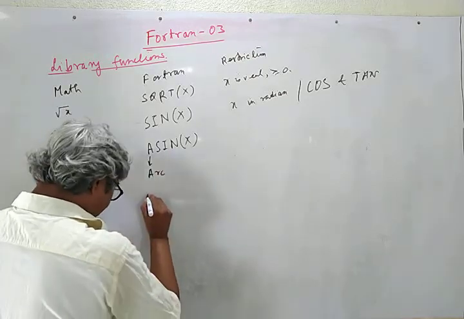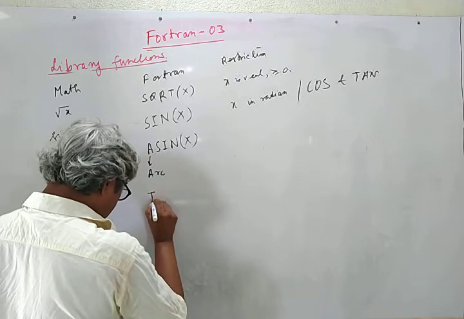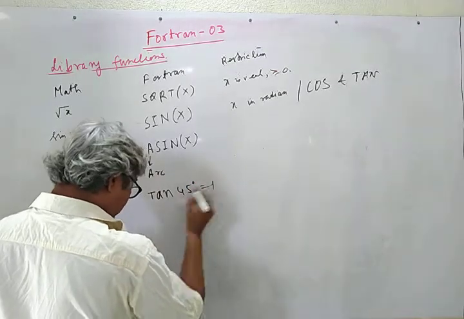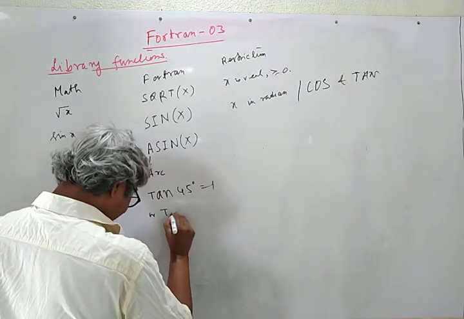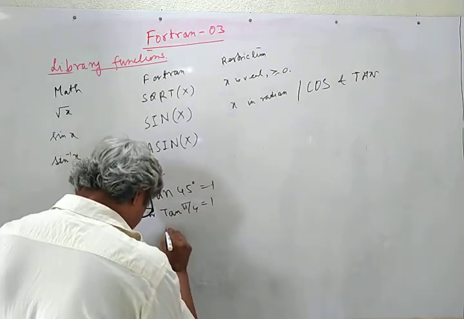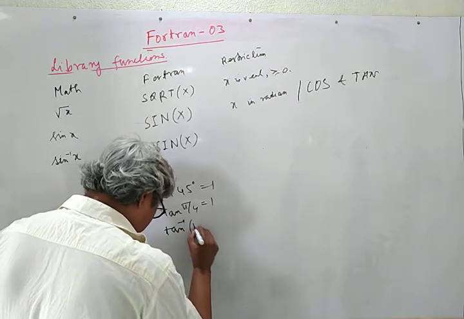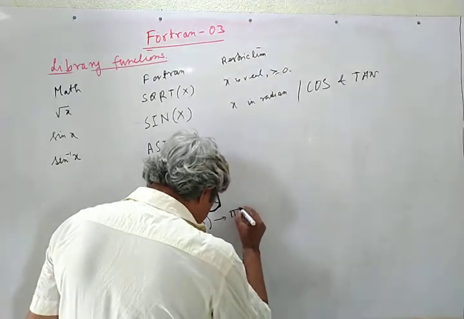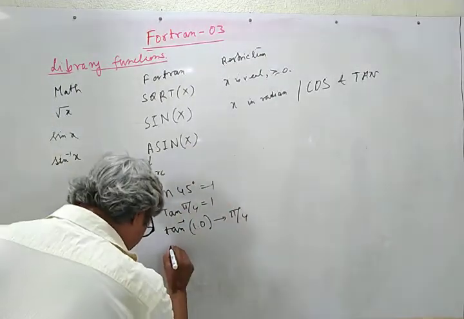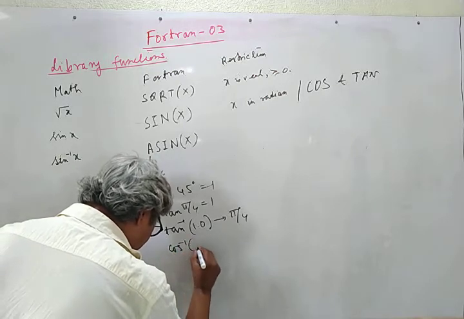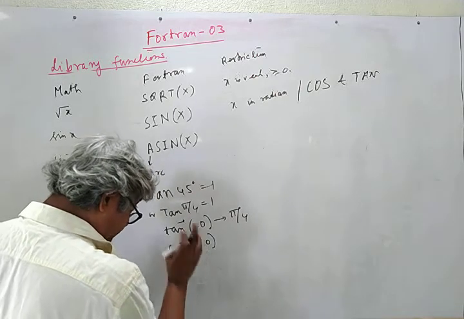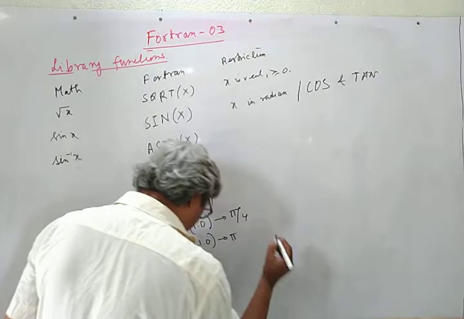So if we write tan 45 degree is equal to 1, or in radian tan pi by 4 is equal to 1. So if we write atan of 1.0, the result is pi by 4. So if we multiply it by 4, we get pi. Or one way of getting this value of pi is acos of minus 1.0. Do not forget to put this decimal point. This is the value of pi.